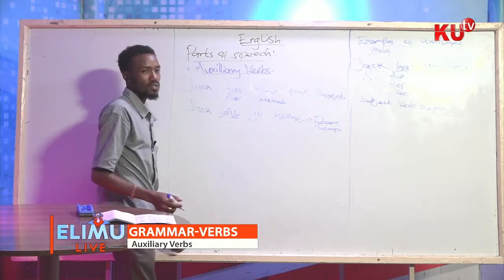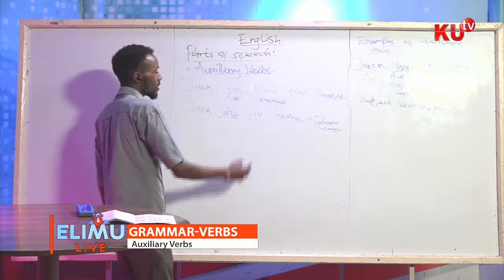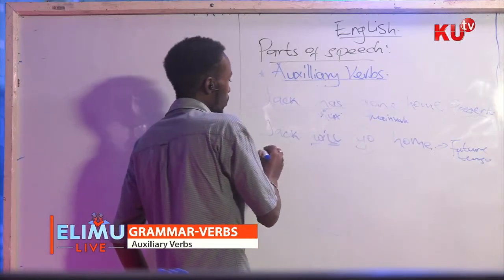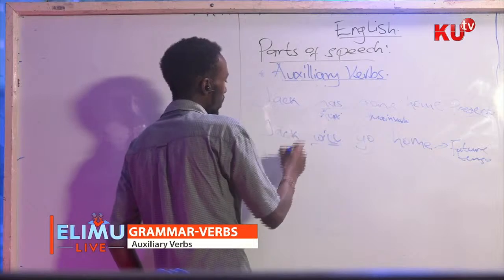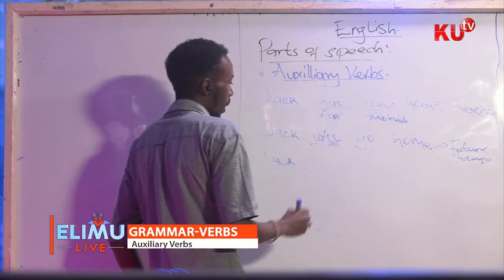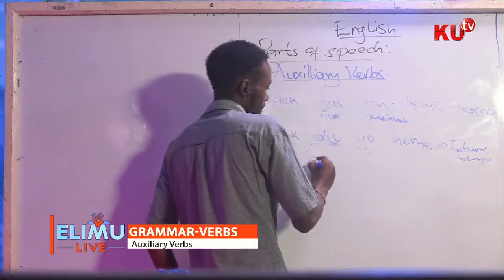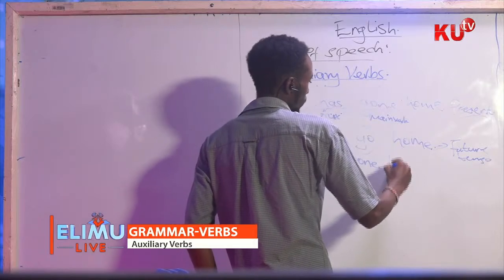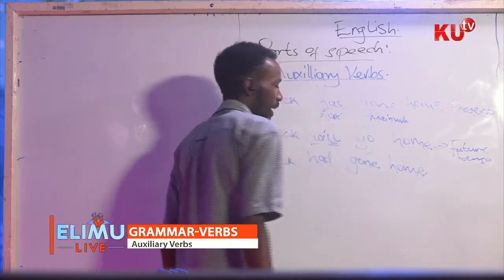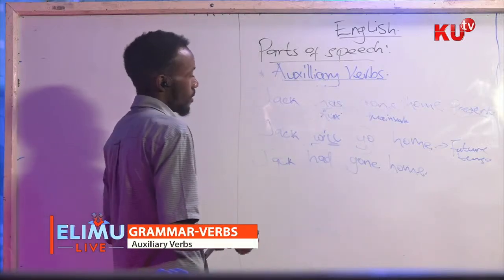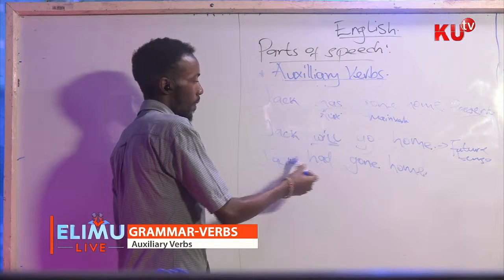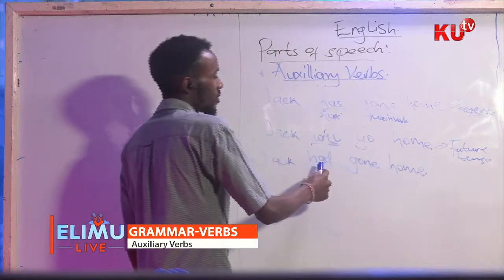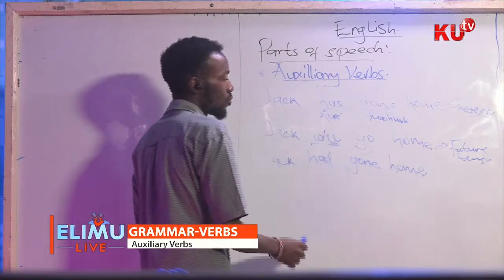The auxiliary verb is going to change the main verb so that it can be in the same tense as the whole of the sentence. So for example, still looking at that sentence, Jack had gone home. If you look at this sentence, had has made go into gone. It has changed the tense of the word go into gone.